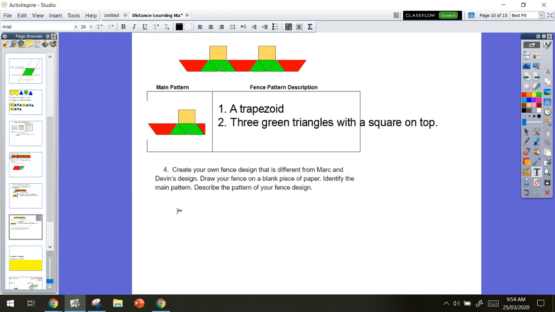Create your own pen designs that are different from Mark and David's designs. Draw your pens on a blank piece of paper. Identify the main pattern. Describe the pattern of your pen's design. Excellent. So now, how are you supposed to draw it and write down the main pattern?